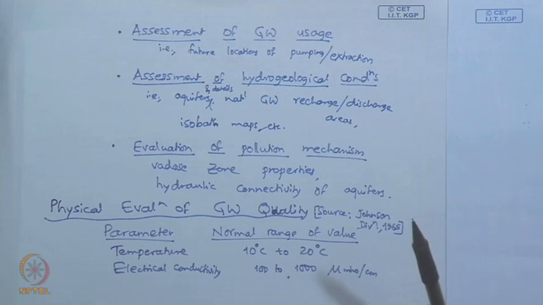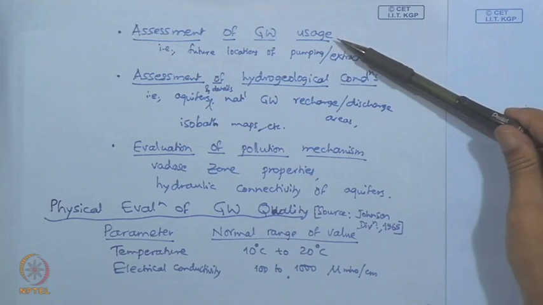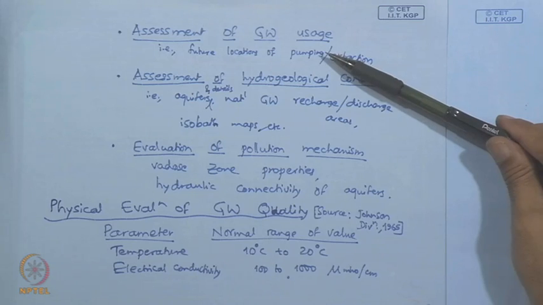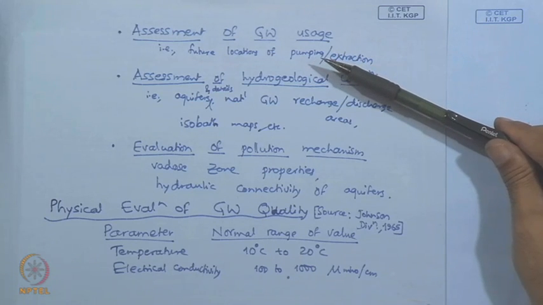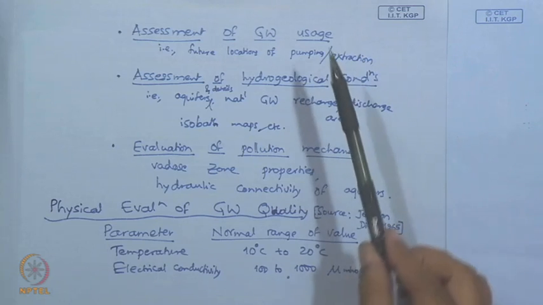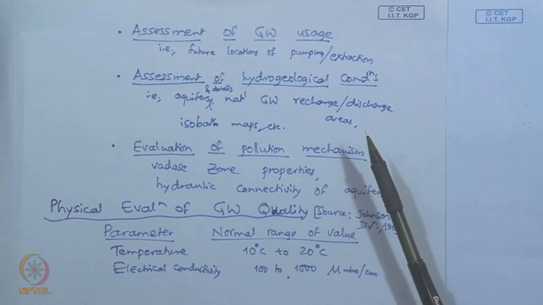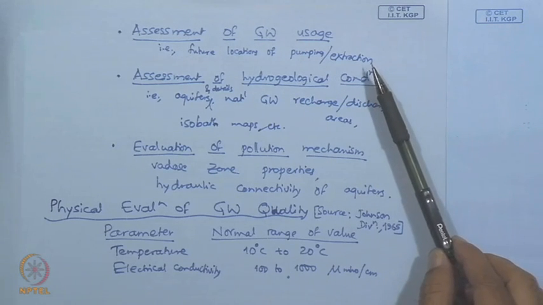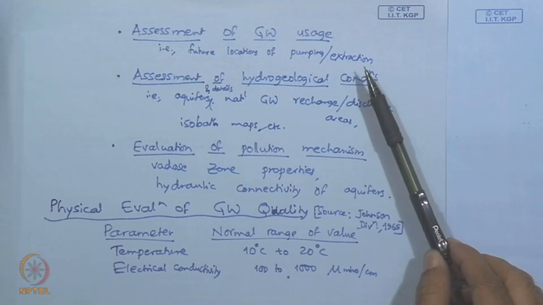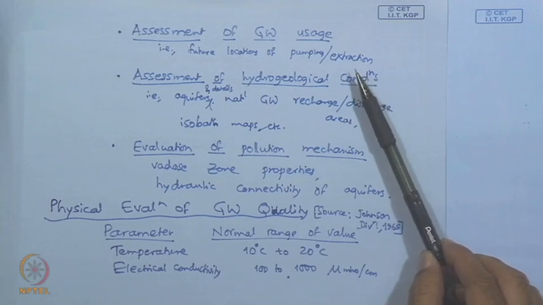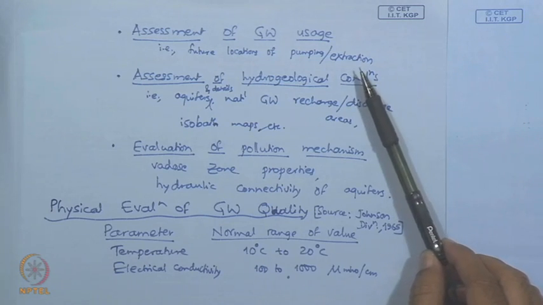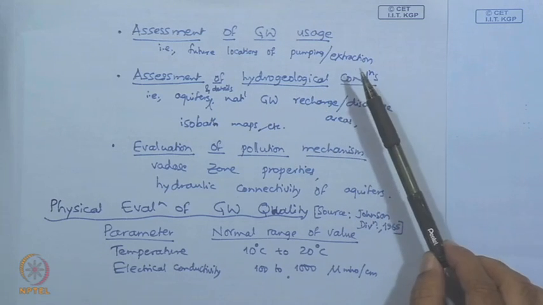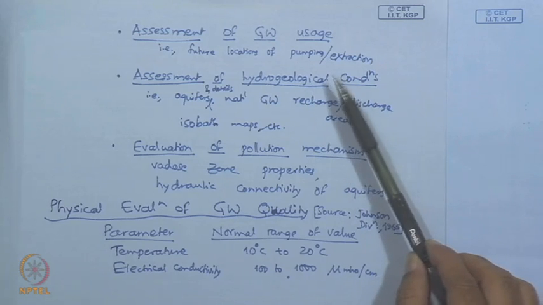And next, what is required is the assessment of the groundwater usage. Depending upon the usage of groundwater, we need to estimate the potential of pollutants. For example, when we talk of groundwater usage, we need to consider the future locations for pumping as well as extraction, and the future locations of habitation and so on. Where there is a possibility of more water demand, there is a possibility of groundwater not meeting the quality standards and causing pollution.